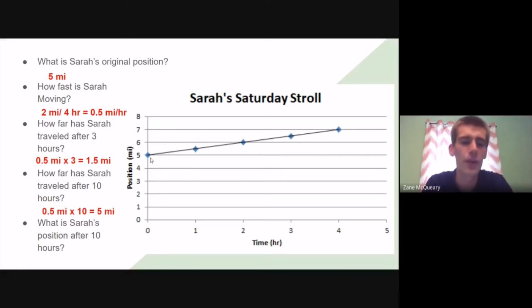And what is Sarah's position after 10 hours? So now we're asking for the position, not how far she's traveled. We go back to our equation. It's still y equals 1/2 x plus 5. We still plug in 10 for x, but this time we're going to include the 5, that head start that she got. So she actually went 5 plus 5, or 10.